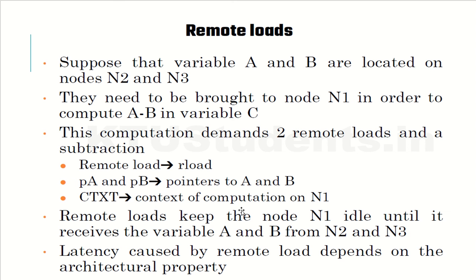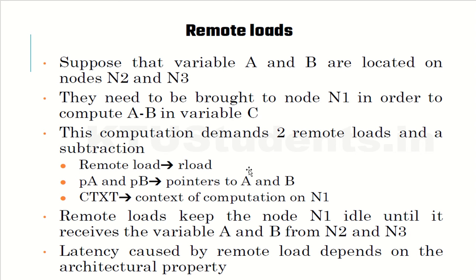Then C text is the context of computation on the node N1, where N1 is the node where C is located. So remote loads keep the node N1 idle until it receives the variables A and B from N2 and N3. As we know, when we discussed the pipeline, we saw that the pipeline has to stall until the operands are available.